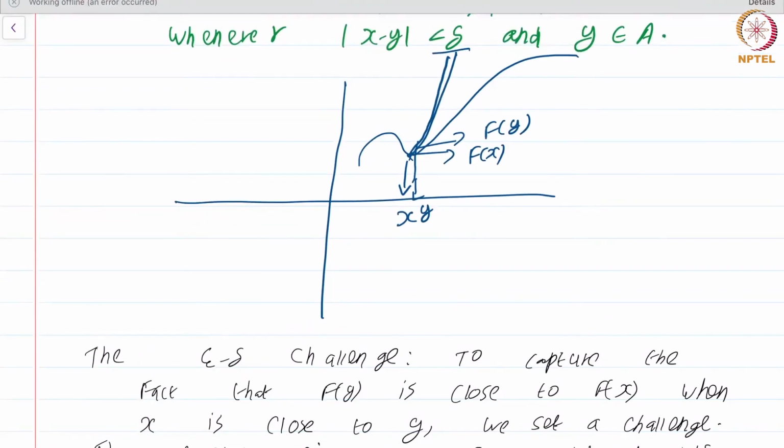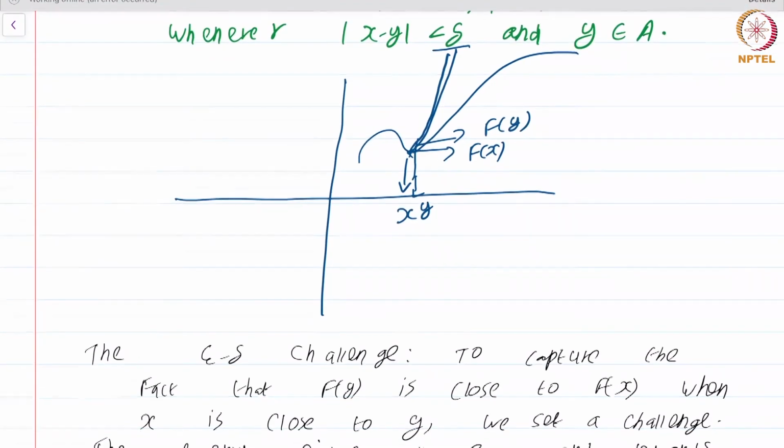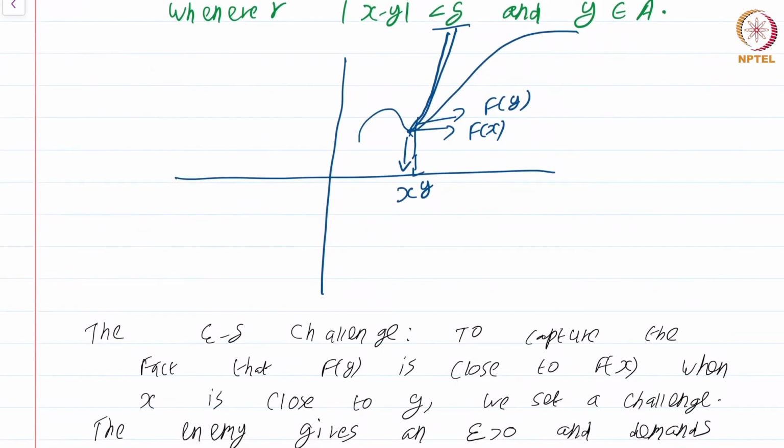The relationship between how close f of y and f of x are compared to x and y need not be any linear relationship. It might be the case that for f of y to be epsilon close to f of x, you may have to make y epsilon power 2000 close to x. That can happen because the relationship could be highly non-linear. This epsilon delta definition captures this in the form of a nice challenge.